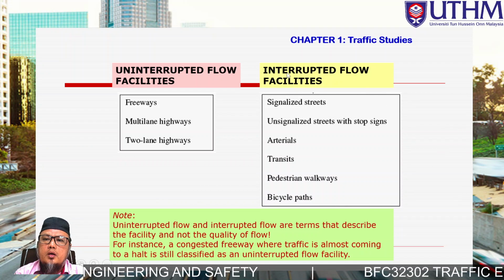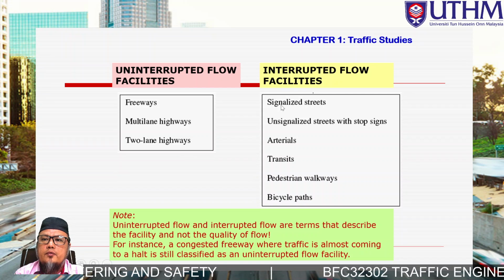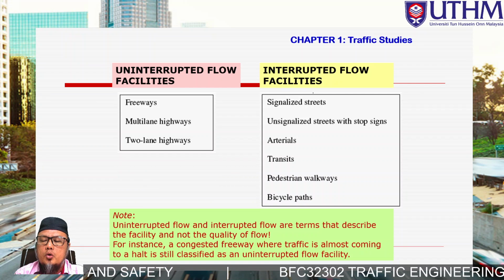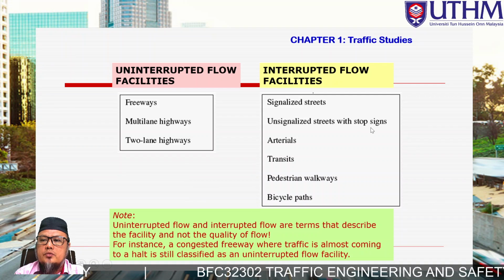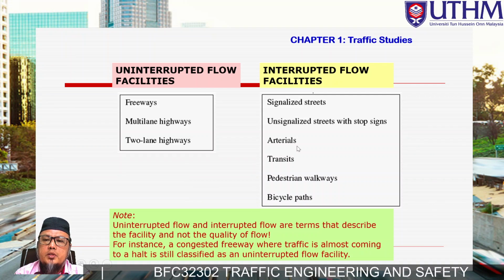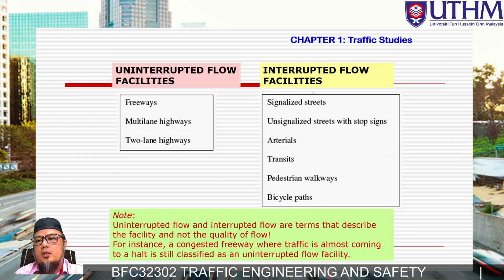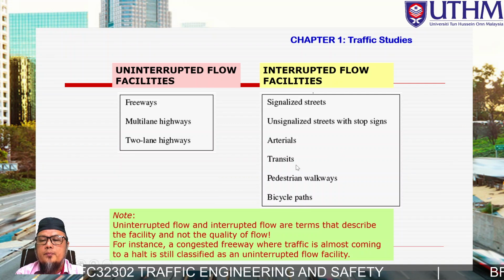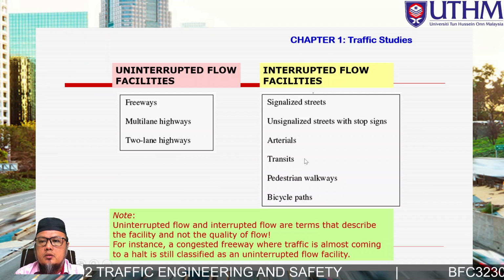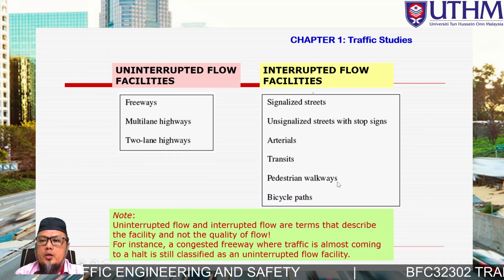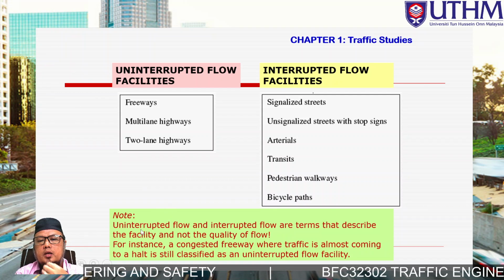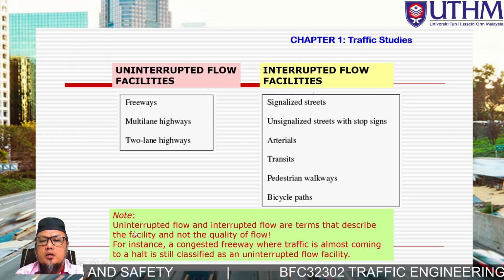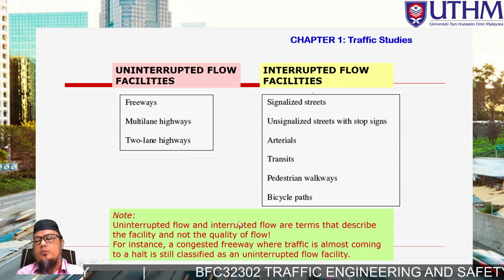Whereas interrupted flow occurs on these particular facilities: signalized streets, unsignalized stop signs, arterials, which are urban highways or urban roads with many intersections, so there are disruptions. Then we have transit for buses and trams, and pedestrian walkways, where vehicles have to stop because pedestrians are crossing, and bicycle paths. Okay, uninterrupted flow and interrupted flow are terms that describe the facility, not the quality of flow. Please remember that.